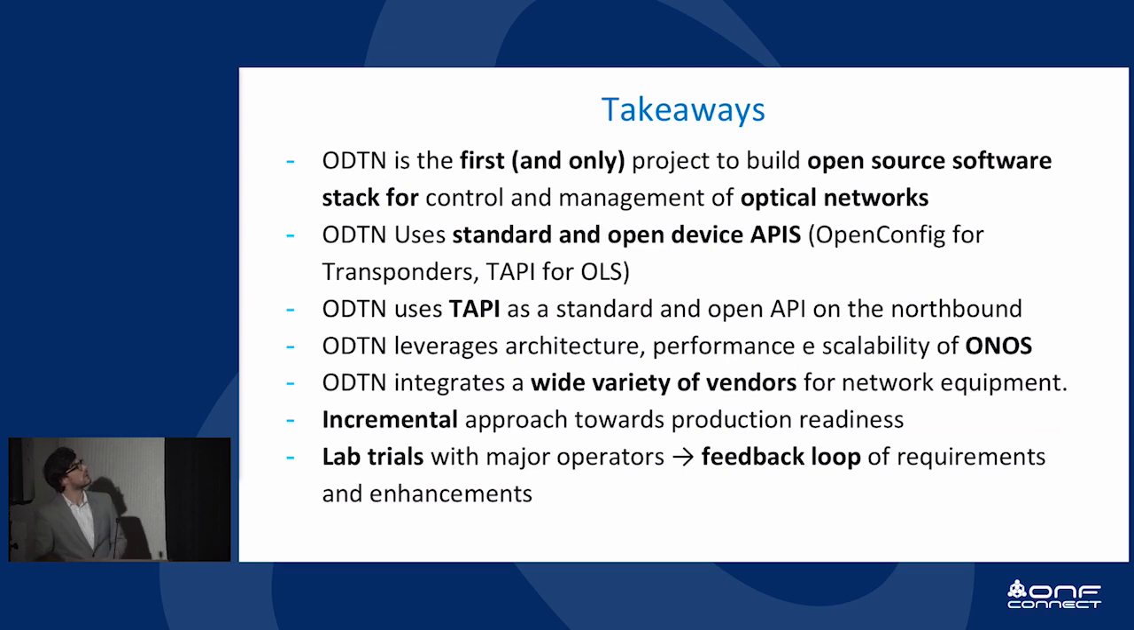So since I have 2 minutes left, let me go through the takeaways, what I really want you to take out of this session. ONOS ODTN is the first and at the moment the only end-to-end open software stack, fully open source, that goes from the device to the controller to the API, both at the southbound and the northbound. Those APIs are TAPI as a standard for the northbound and the OLS, and OpenConfig for the transponders. ODTN leverages the architecture, performance, and scalability of ONOS, while it integrates a wide variety of vendors for network equipment. It has an incremental approach and has lab trials with a feedback loop that brings in more incremental requirements and augmentations to the platform and the code.